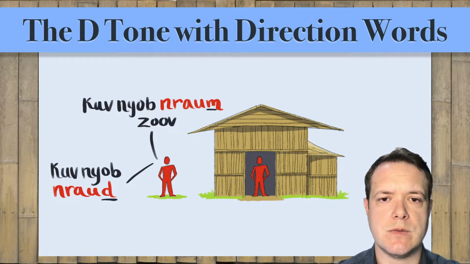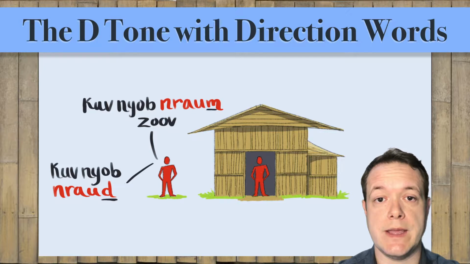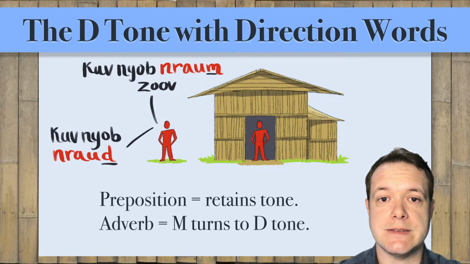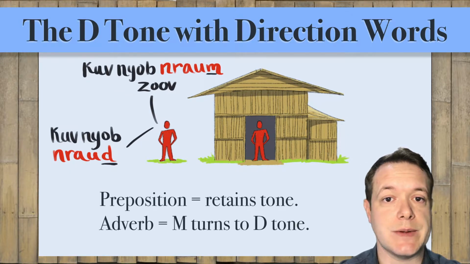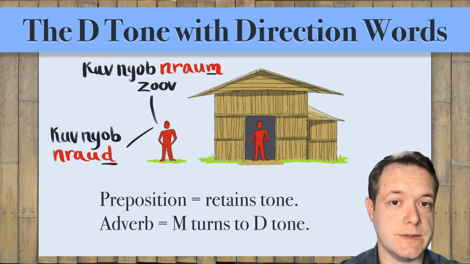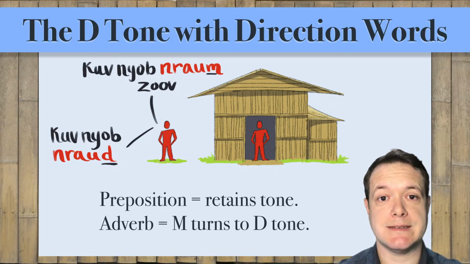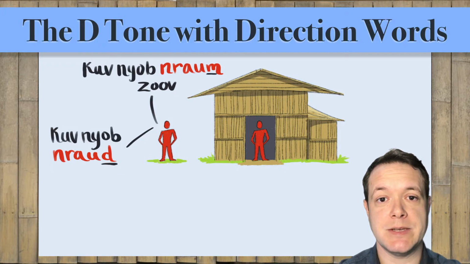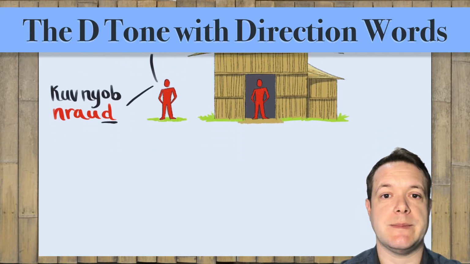So the question is, why is it Dao with an M in one place and then Dao with a D in another place? The answer is simply this. When the word of direction is used as a preposition of place, it retains its tone. But if it's used as a general adverb and it started with an M tone, then it will morph into a D tone. Makes sense, right? Well, if that makes sense, then good for you. But for the rest of us who are human, there's an easier way to explain it. So let's talk about that now.